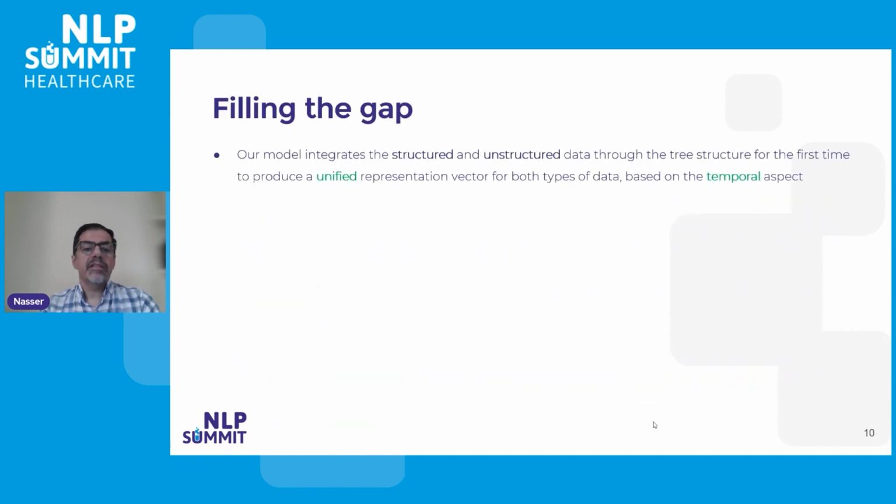To fill this gap, we have a model that integrates structured and unstructured data using a novel tree structure based on the tree structure developed at the University of Queensland. For the first time, it produces a unified representation vector for both types of data, unstructured and structured, and focuses on the temporal aspect.